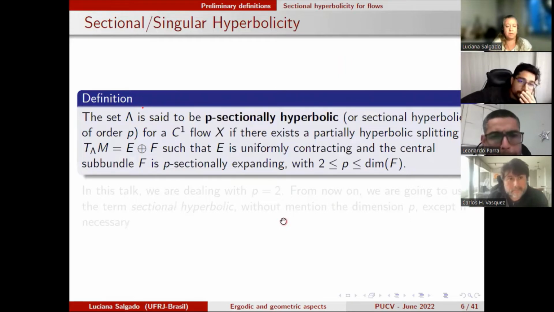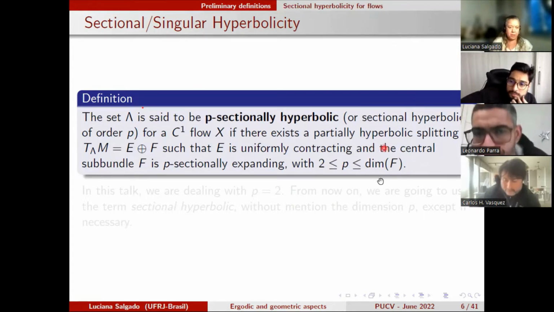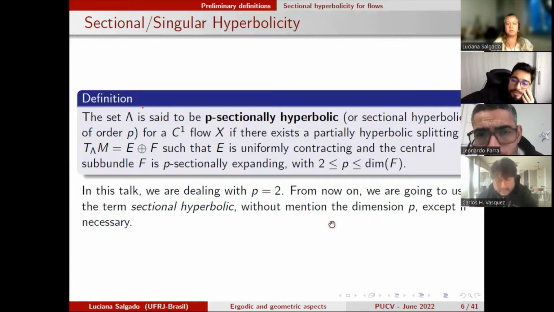We say that lambda is p-sectional hyperbolic if you have a partially hyperbolic splitting where the central subbundle is p-sectionally expanded. Okay, so this is a generalization of sectional hyperbolicity and singular hyperbolicity, because when p is 2, we have the two-sectional hyperbolicity, and when we have the full dimension of F, we have singular hyperbolicity, the classical definition. From now on, I'm going to deal only with p, except when I need to specify the dimension p. So sectional hyperbolicity now for us is p-sectional, but I'm going to use p equal to 2.